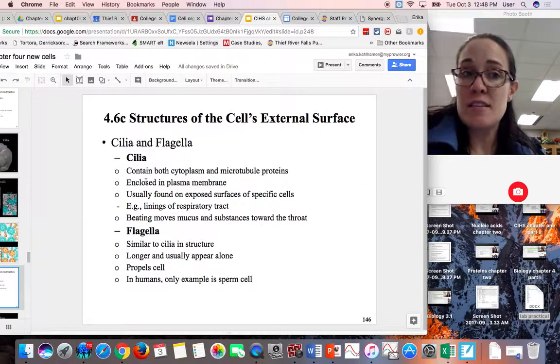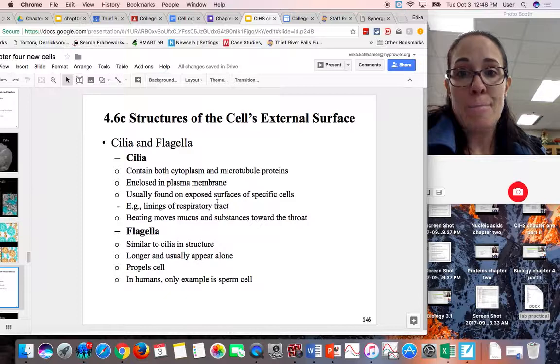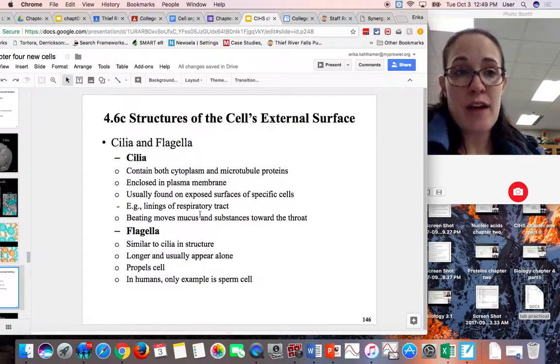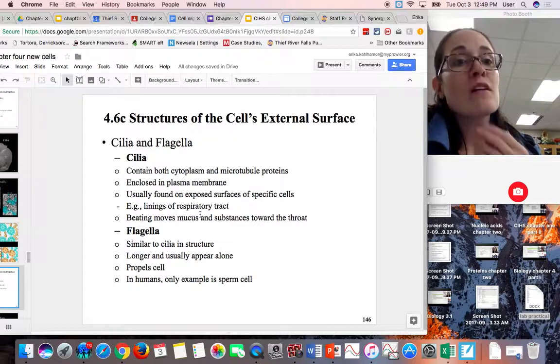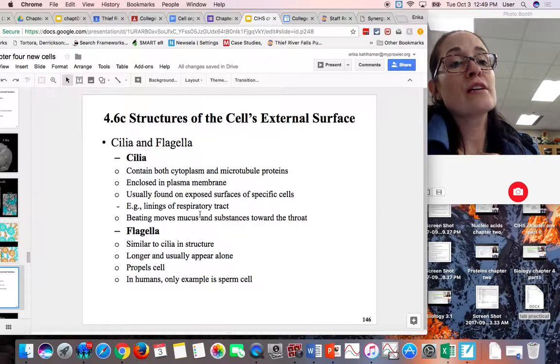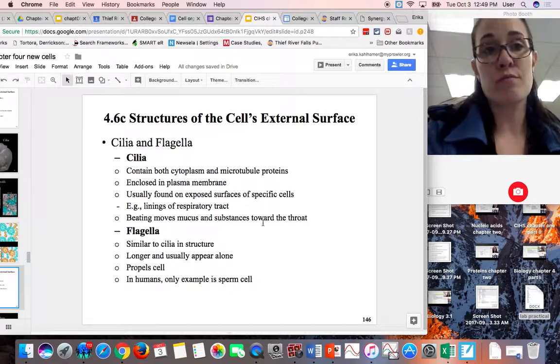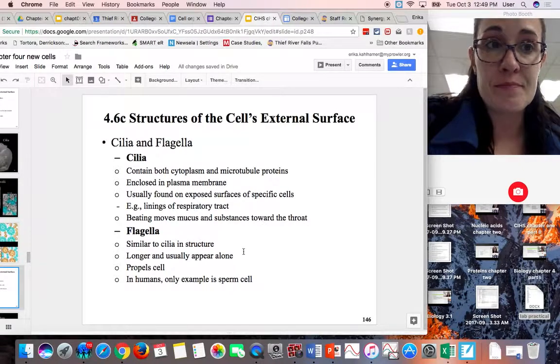So the difference between cilia and flagella, which are both involved in movement. Different cells can have cilia lining the outside of the plasma membrane. An example is the cells that line your respiratory tract, from your larynx down your trachea into your bronchioles, in your lungs. They are lined with cilia to move mucus and substances up towards the throat to bring it out of the body.